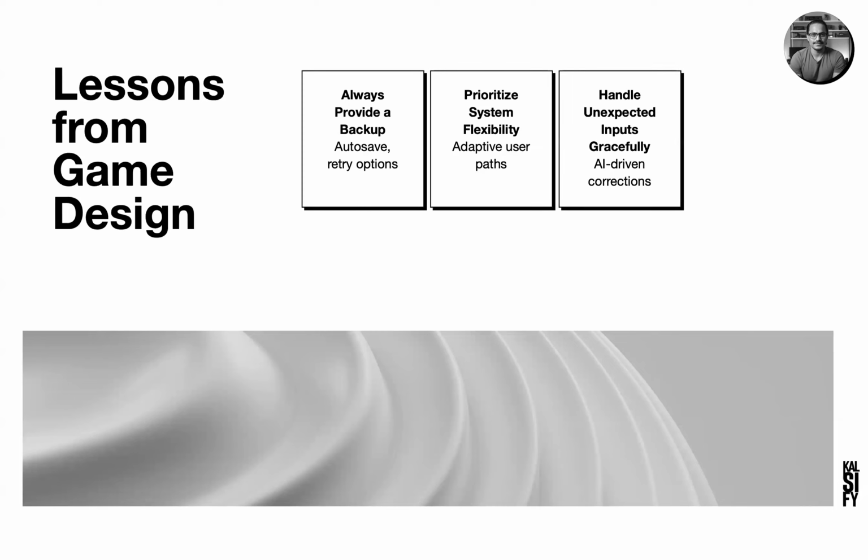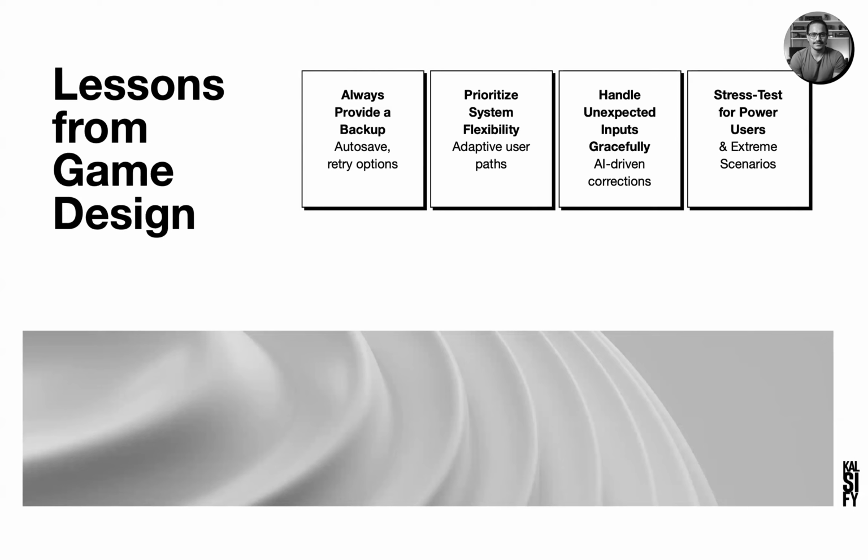Third is anticipate and handle unexpected inputs. Games allow players to interact freely, which means unexpected actions must be accounted for. Instead of blocking users, games provide adaptive responses. For example, Payment Gateway API doesn't just fail when a card is declined, it suggests alternative payment methods dynamically. Online form validation accounts for varied name formats, special characters, and cultural differences rather than enforcing rigid structures.